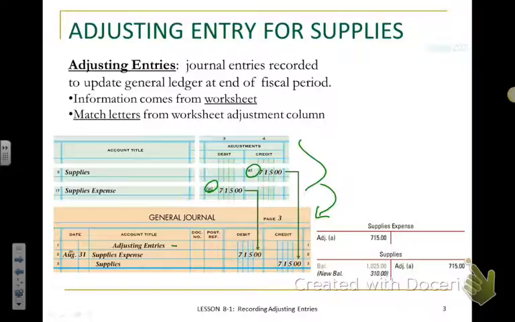We only do these adjusting entries at the end of the fiscal period, whether it's the month or the year or the semi-annual period, whatever the case may be. We only do them at the end of the period, just like when we do our worksheet. So then we take the A part of our transaction for the debit, because we always do our debit first, and we put that in our journal page, and we put a supplies expense, and then we take the credit part and we credit our supplies. So those are the two parts of our adjusting entry.